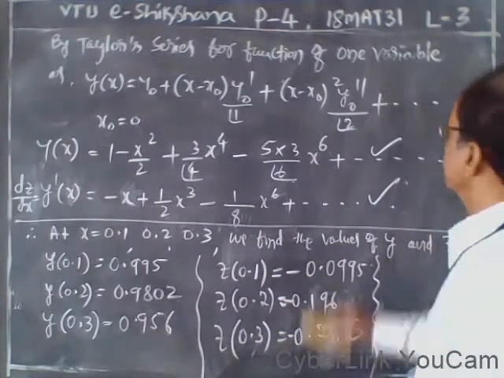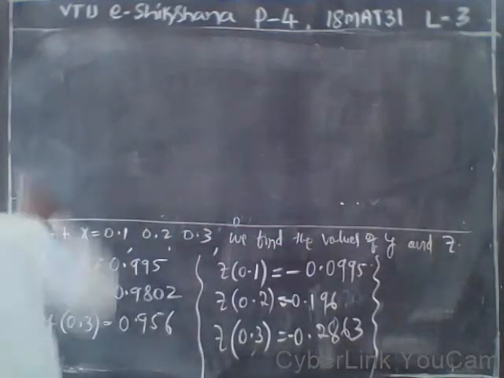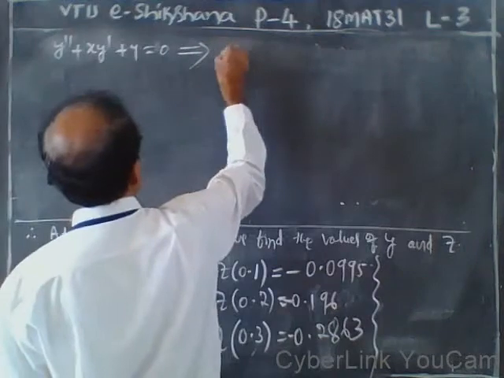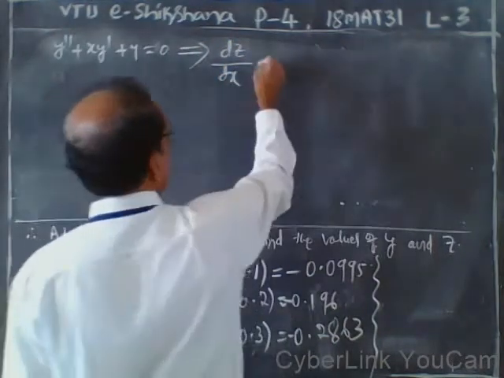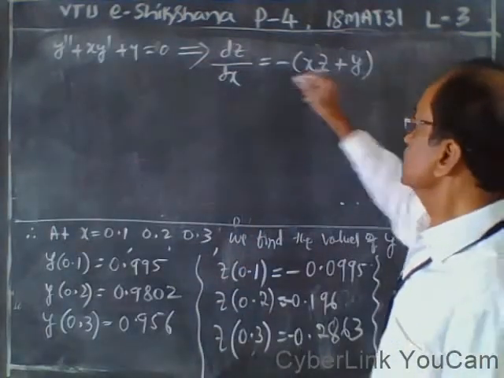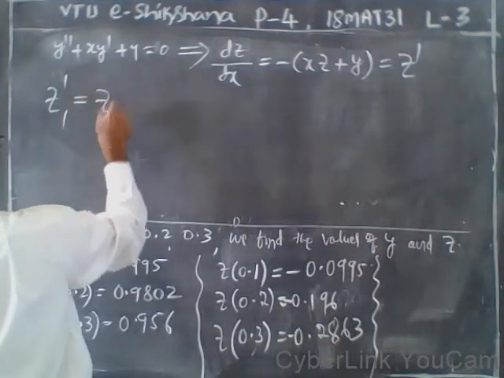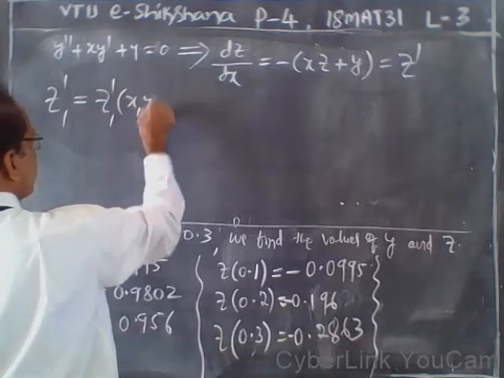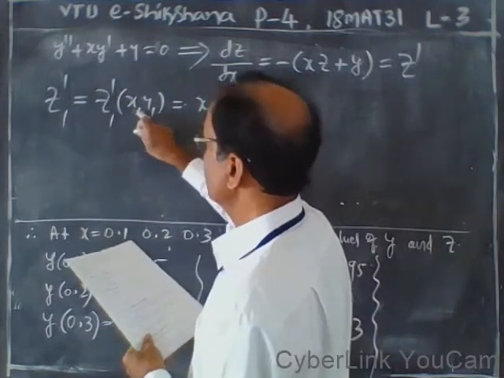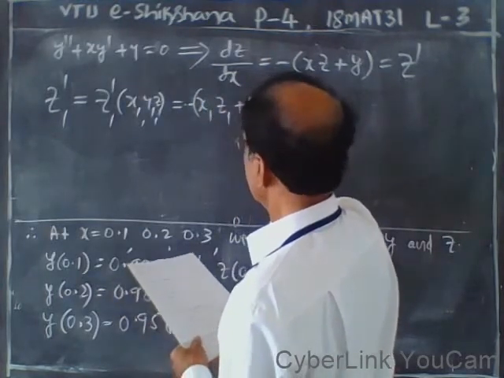Then using the set of values, easily we can calculate z1 dash, z2 dash and z3 dash from the given equation. What is the given equation? Given equation is y double dash plus of x into y dash plus y equals 0, implies dz by dx equal to minus of x into z plus of y. Now z1 dash is at x1, y1, z1. Then this equation comes to be minus of x1 z1 plus y1.